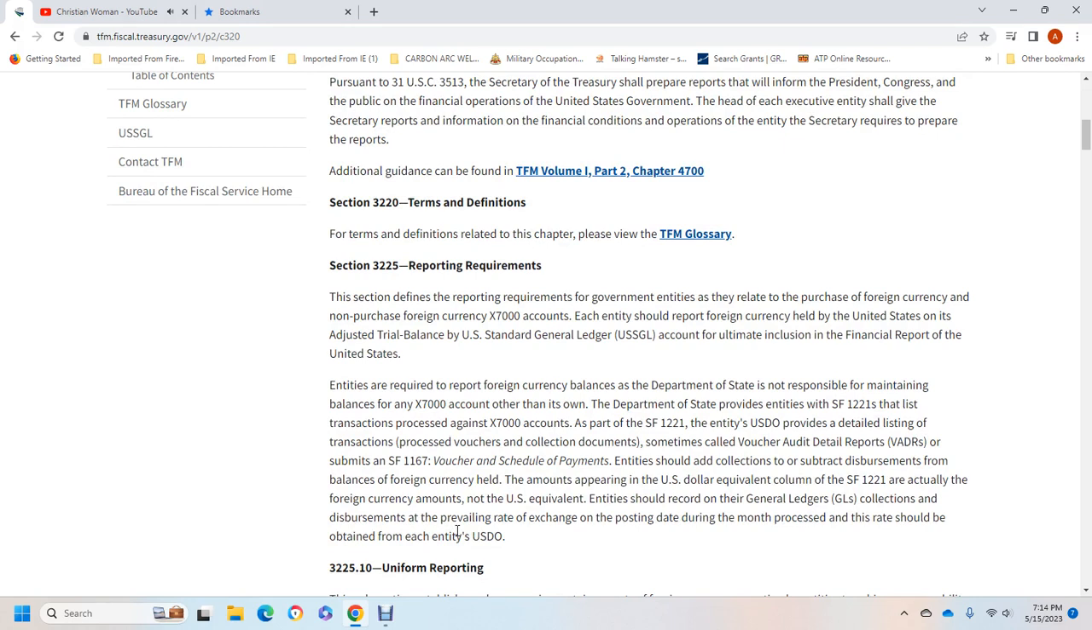Each entity should report the foreign currency it holds with the United States on the adjusted trial balance basis of the U.S. Standard General Ledger for the accounts, to ultimately be included with the financial report of the United States. Either the report of the foreign currency balance for the Department of State, which is to maintain the balance for the X7000 account, with others other than the Department of State, is provided on Standard Form 1221.